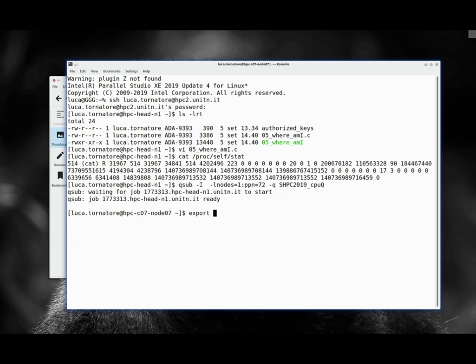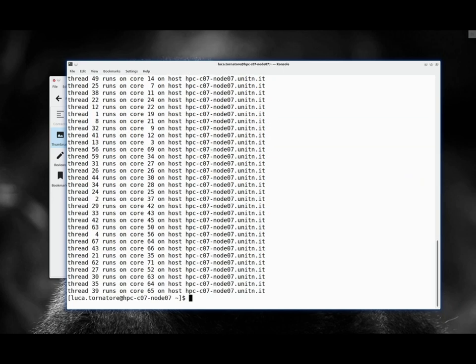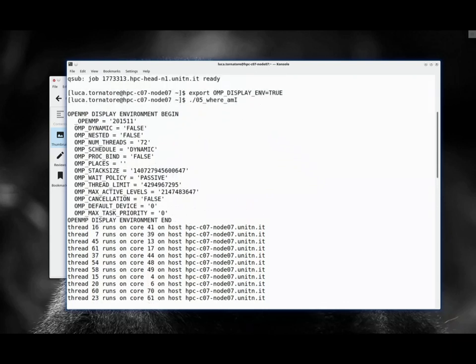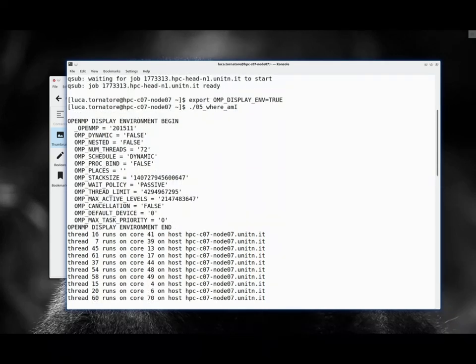So, export OMP_DISPLAY_ENV=true. Fine. And then you have all the information about the environment variables, because there is this variable, OMP_DISPLAY_ENV. If it is set to true, when you create the first parallel region, OpenMP writes this information, so you know what you're doing.